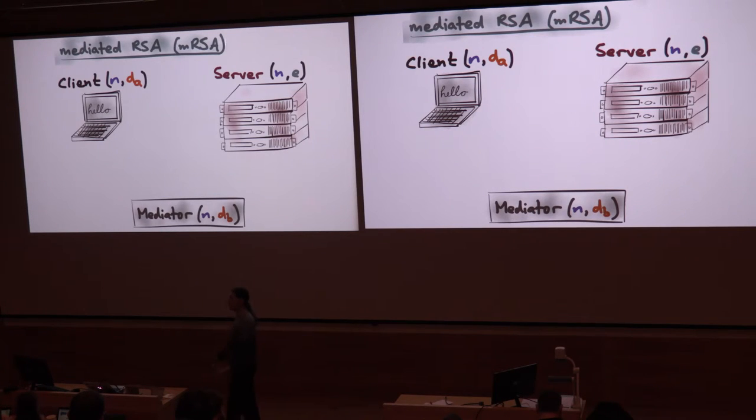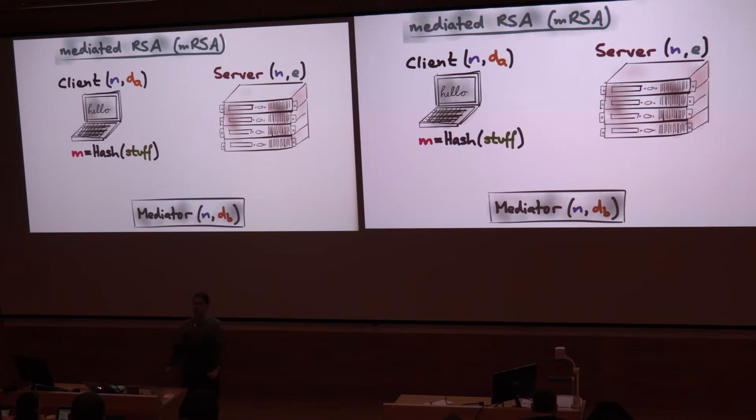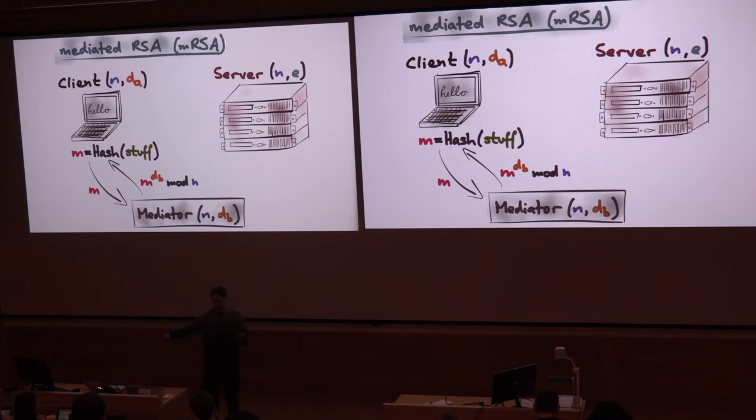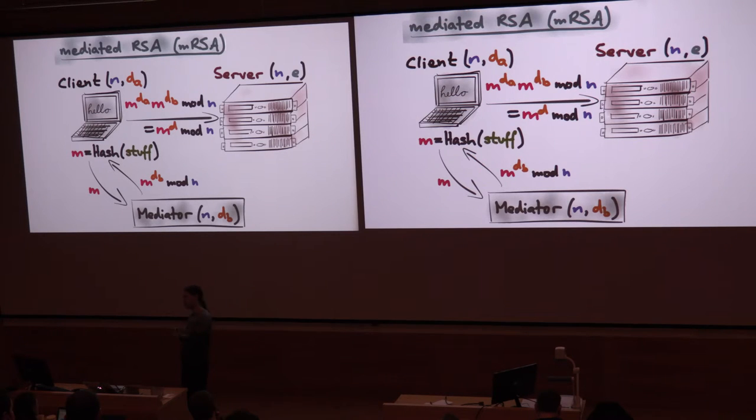And the way the protocol works is like this now. So say there's, again, some stuff that you want to sign. The client can first calculate the hash of that and do the padding, and it gets a number M. And it's now going to send that number M to the mediator, and the mediator is going to perform its part of the exponentiation using its DB. So it doesn't need to give out the DB to anyone else. It only performs M to the power DB mod N and passes that back to the client. The client can now do its part of the exponentiation. It has DA, so it can do M to the power DA, multiply that together with the result that it got back from the mediator, mod N, and it's constructed a valid signature.